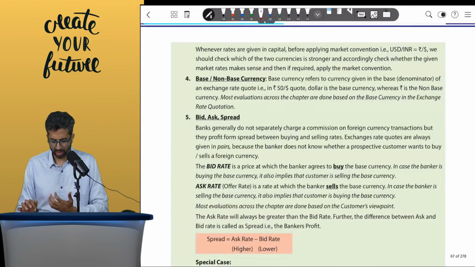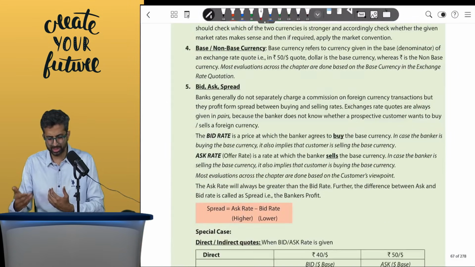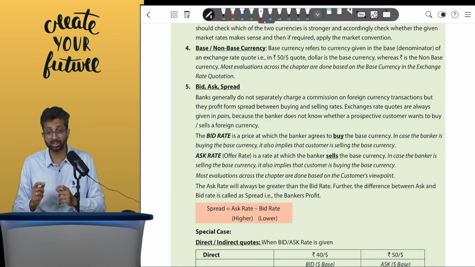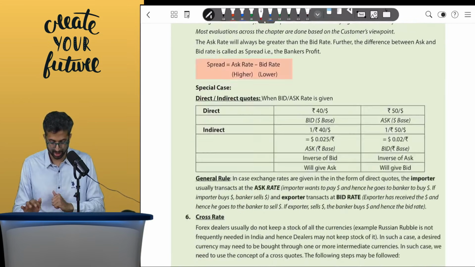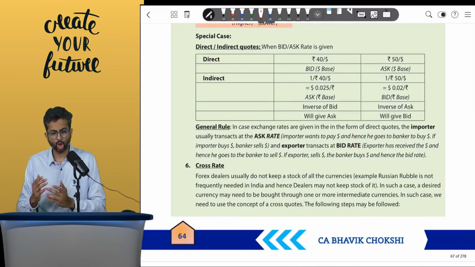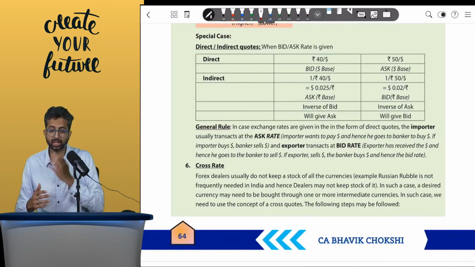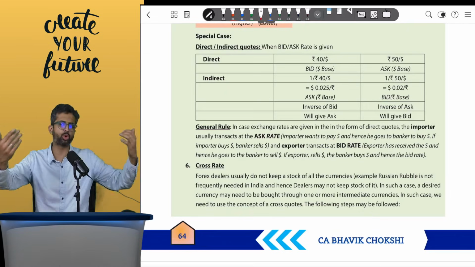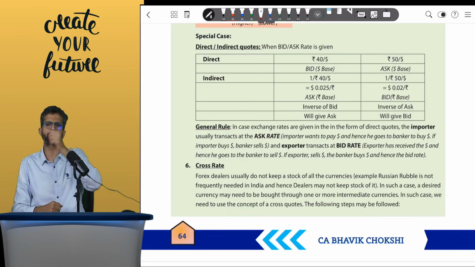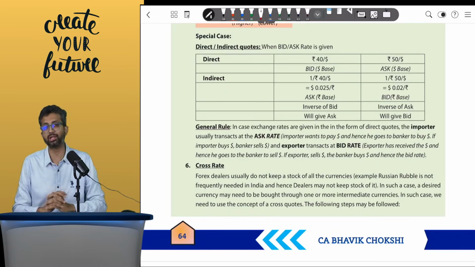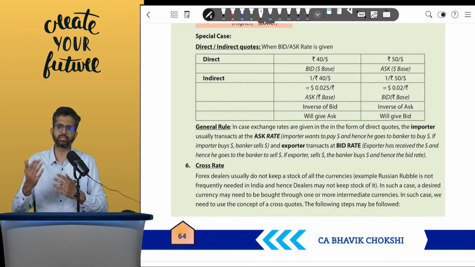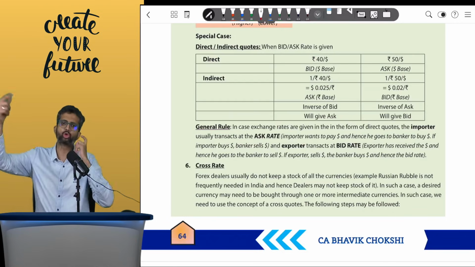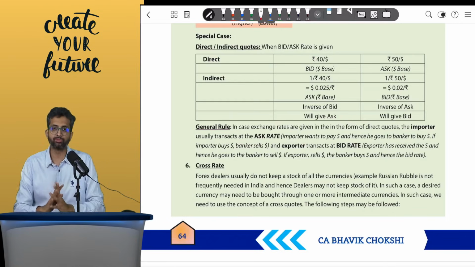Okay. Then you have bid. Bid is the banker's buying rate. Ask is the banker's selling rate. The difference between bid and ask is called the spread. That is the banker's margin. Cross rate is if there are multiple currencies. If you have rupees and you want to go to the Brazilian real, you don't have a direct rate. You go from rupees to the dollar and dollar to the Brazilian real. You typically arrange the rates in such a way that the intermediate currency, like the dollar, will get cancelled, rupee per dollar into dollar per the Brazilian real, and that will give you the cross rate.